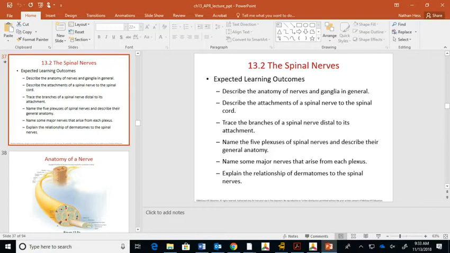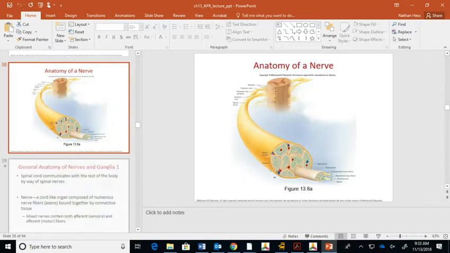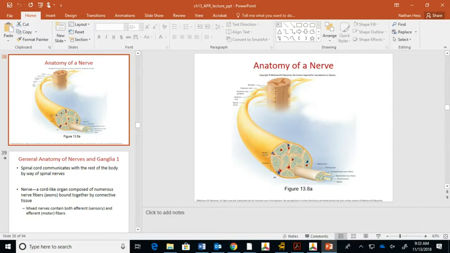All right, let's talk about these spinal nerves. This is here on page 482.